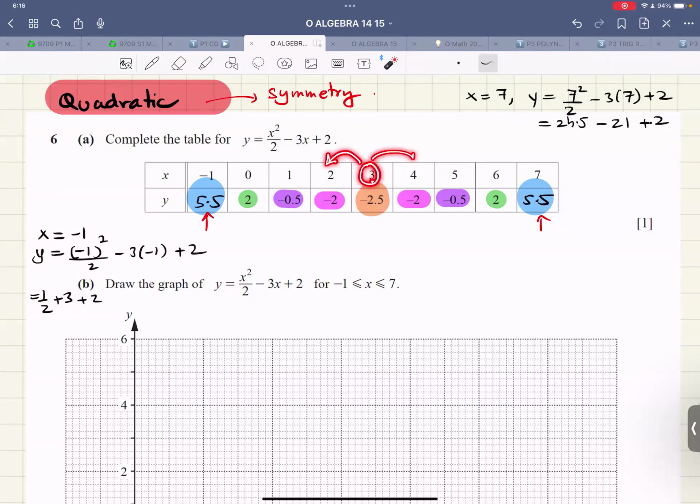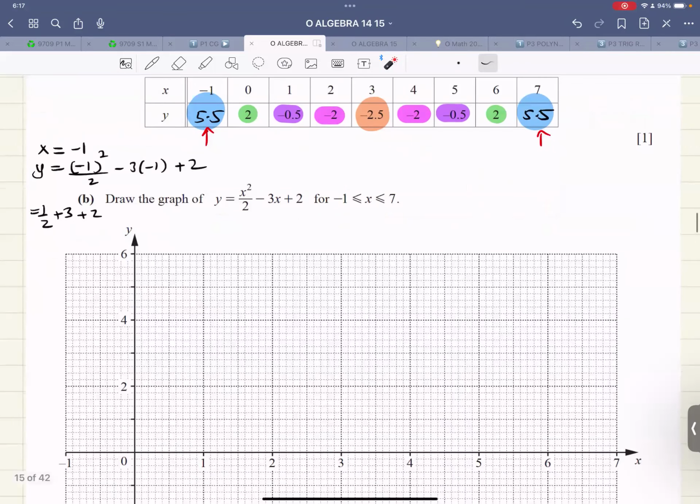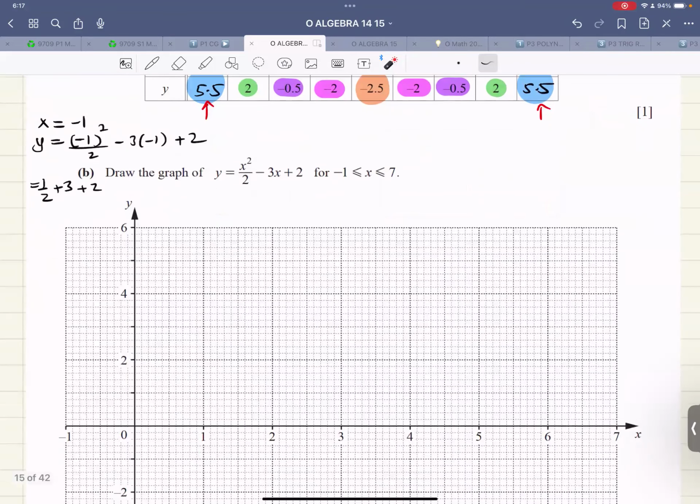1 unit on the left, 1 unit on the right, you get the same y value. 2 units on the left, 2 units on the right, you get the same y value. Another thing, 3 units on the left, 3 units on the right, you get the same y value, and the same goes for 4 units on the left, 4 units on the right. So this is the concept of turning point, and we will study it further when we'll be doing the completing the square method. Right now, our focus is on drawing the graph. So this is the graph that you see over here. Let me just plug in the points over here.